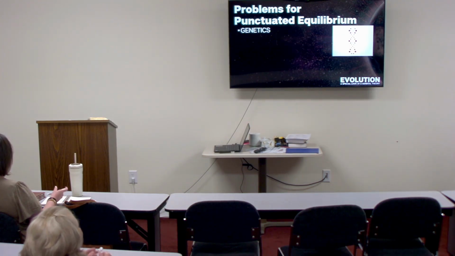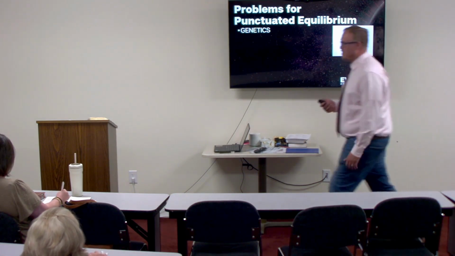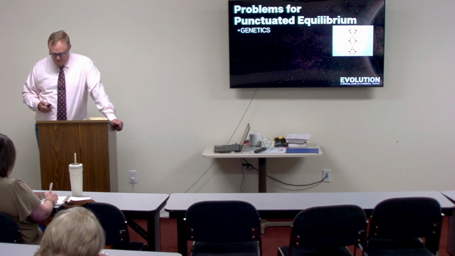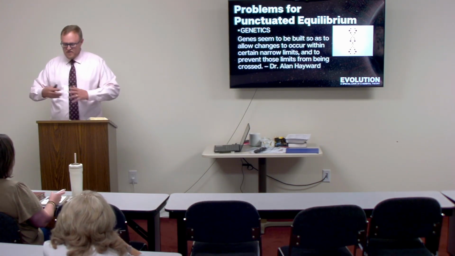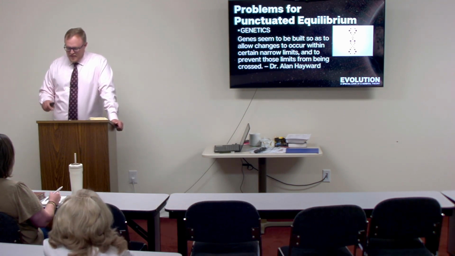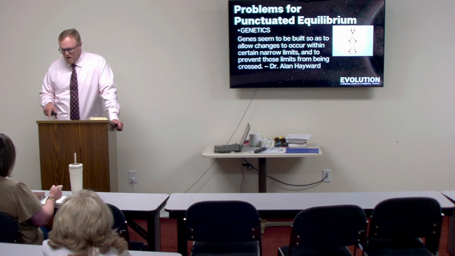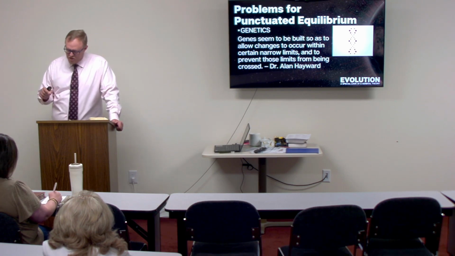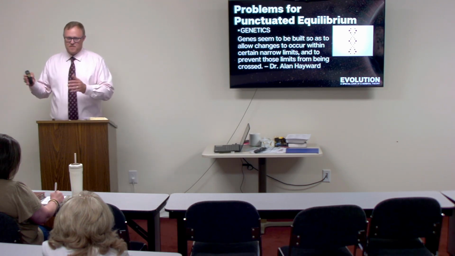The next problem is genetics. Genetics is a huge problem for this. There's a few quotes that I want to read you for this problem of genetics. Some of them are people who are creationists, like this first one. Dr. Alan Hayward is an old Earth creationist, so he believes the Earth is much older than I would, maybe others would. But he says that punctuated equilibrium defies everything we know about how genes are passed down. Genes, he says, seem to be built so as to allow changes to occur within certain narrow limits, but also to prevent those limits from ever being crossed.